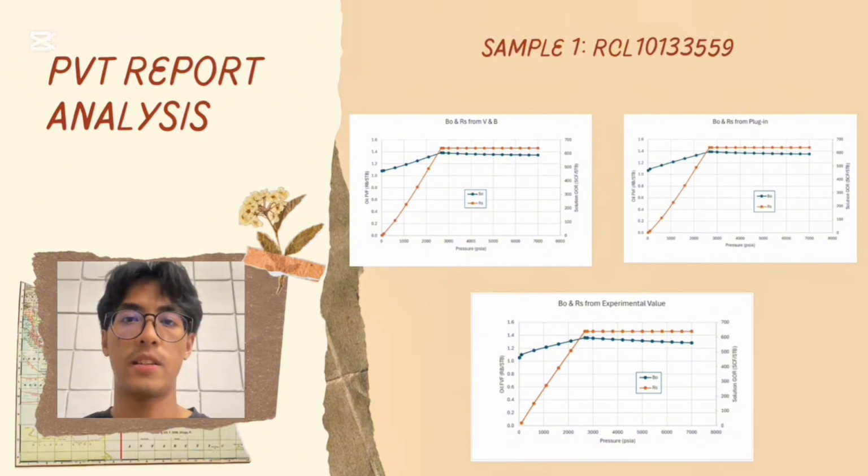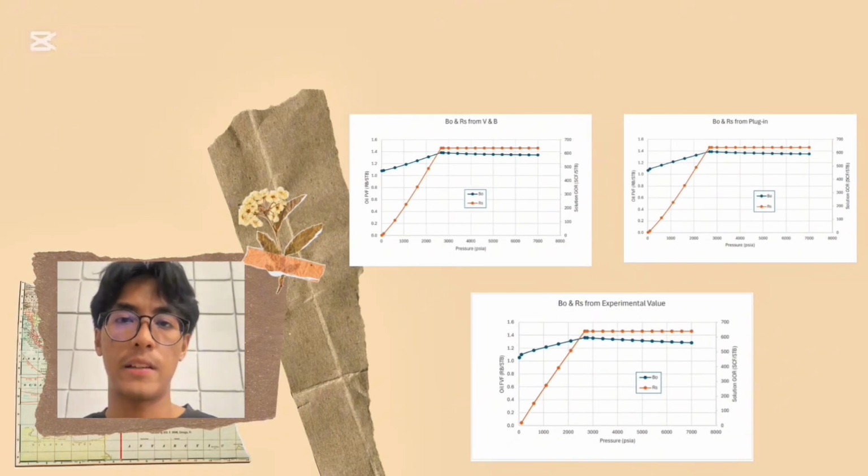As well as the graph of RS versus pressure, we can also see that the shape of the graph itself is quite similar, with little to no difference at all for the three different sets of values and methods that we obtain.